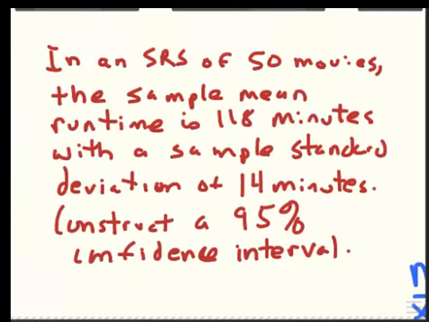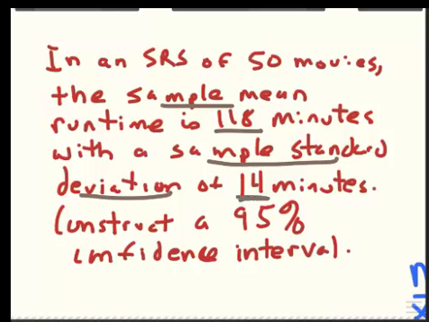Okay, so here's a sample. We have a simple random sample of 50 movies with a sample mean of 118 and a sample standard deviation of 14. So we're talking about a problem with means, and we have a sample standard deviation. So we're going to use the t and correct for degrees of freedom, n minus 1. And we're going to construct a 95% confidence interval.